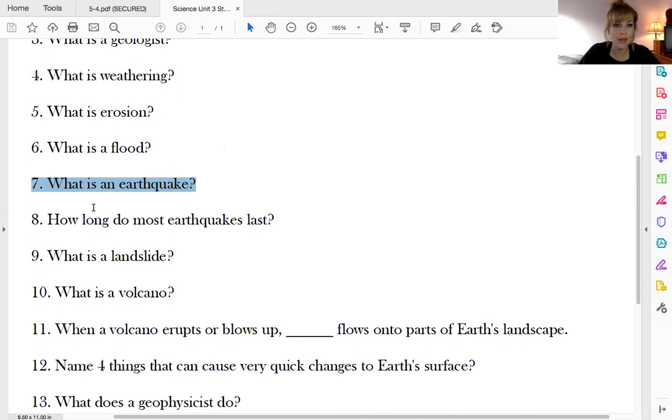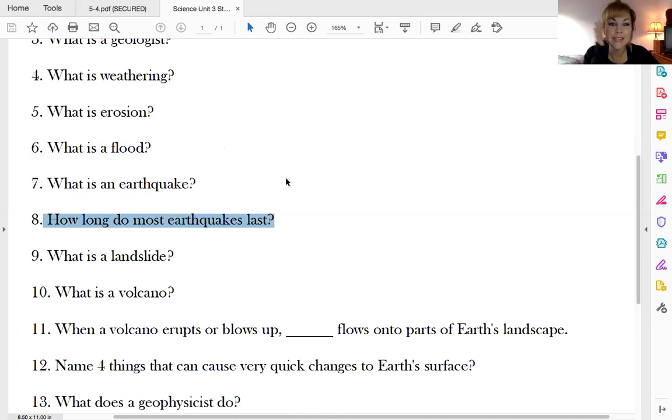Okay. How long do most earthquakes last? They last 20 to 30 seconds. Very important that you remember the word seconds. On the test, it's going to ask you this question, but you need to remember, is it seconds, minutes, or hours? Remember, an earthquake is quick and fast. Seconds are quick and fast.